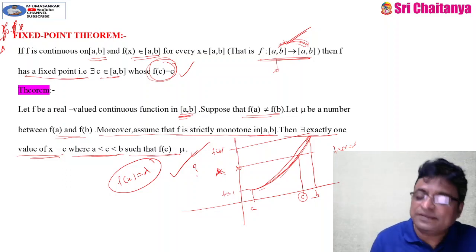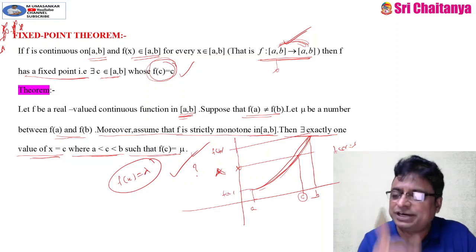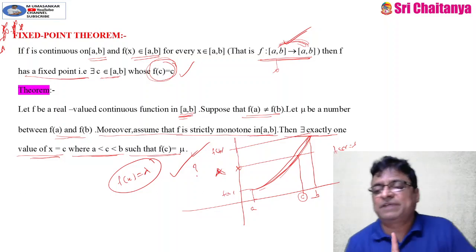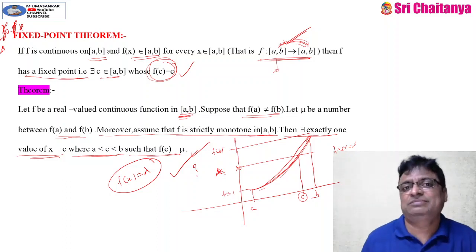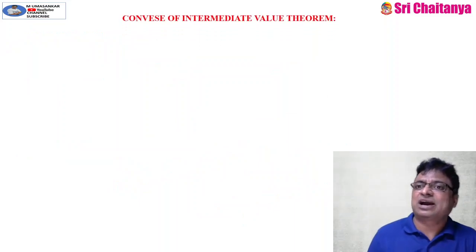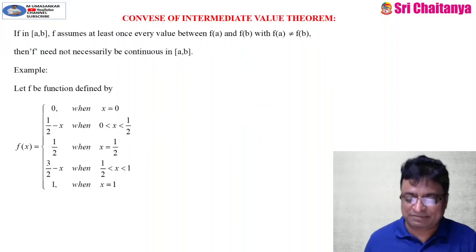See, provided the function is what? Continuous in closed interval a b. Please don't forget, all the theorems hold good for a continuous function in closed interval a b only. Now coming to the converse of the intermediate value theorem.